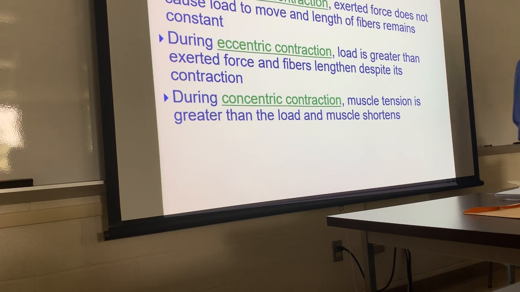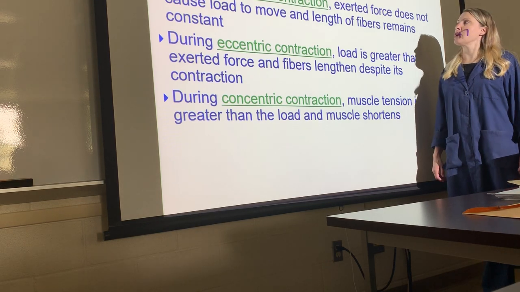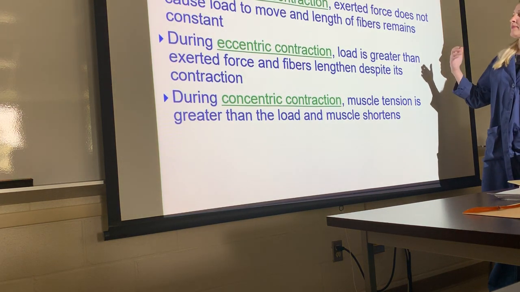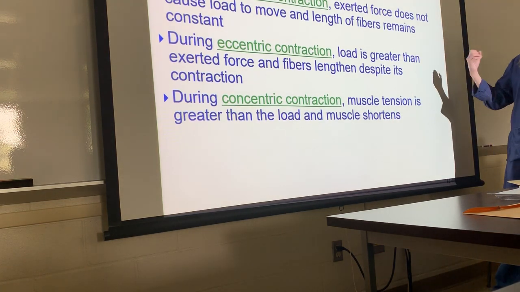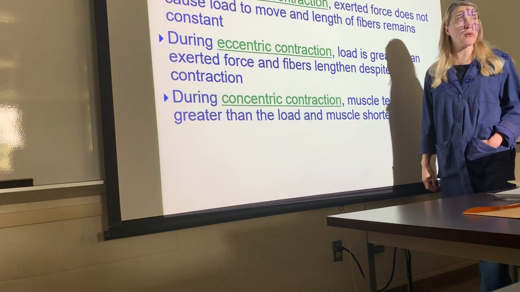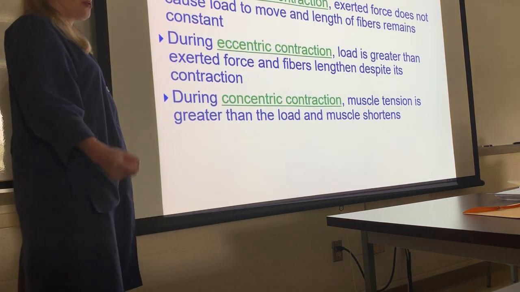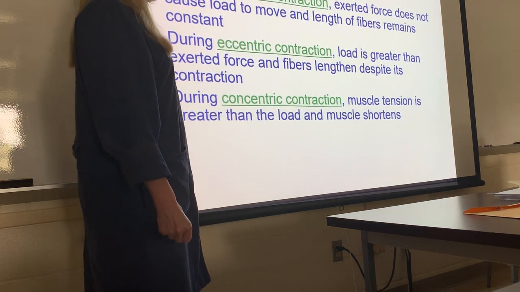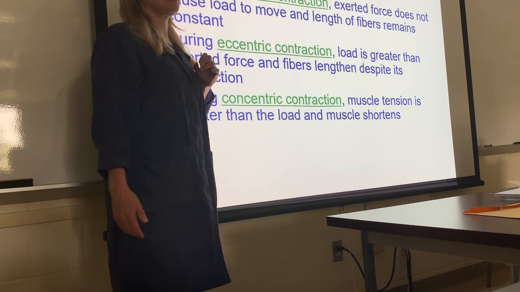So there are a couple of other types of contraction as well. We just said that isometric contraction is where our load, our force, is actually something that our muscles cannot overcome. So the exerted force of the muscles does not cause the load to move and the length of the fibers remain constant, although all the motor units are contracting. The muscle is contracting, but there's no movement at a joint. During these other types of contractions, there is movement at the joint, and either the muscle is shortening and contracting, or it's lengthening and it's contracting.